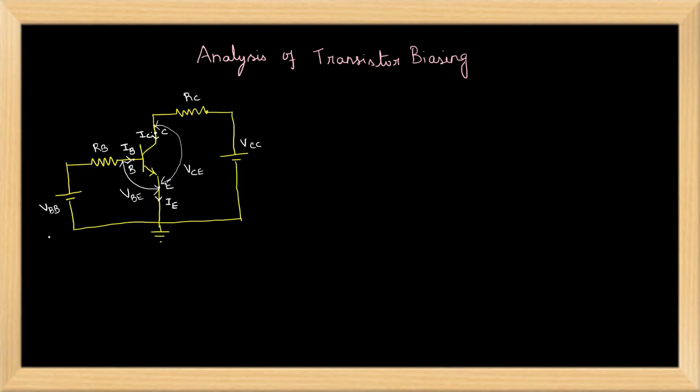We have two operating points. The first one is the input operating point and the second one is the output operating point. So the input operating point is nothing but the coordinate obtained from the intersection of input characteristics with the load line for the particular value of VCE. So first we will analyze the input operating point.